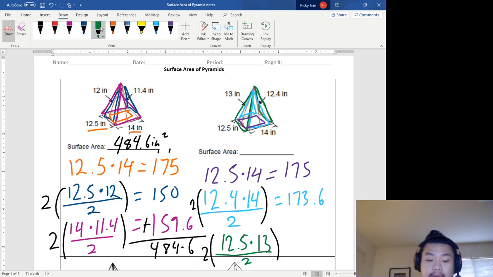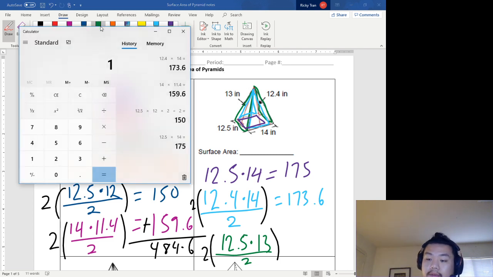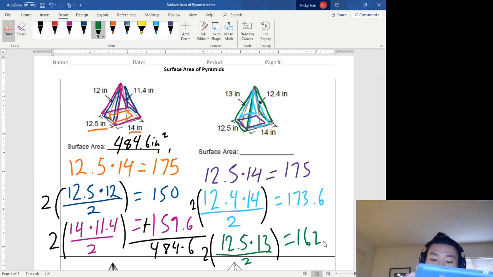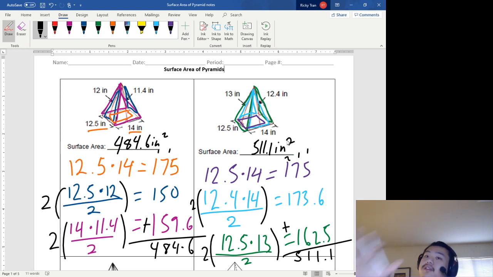Okay, and then we have 12.5 times 13, 162.5. All right, and then we add all these together. So 511.1 inches squared. Okay, very similar to what we've been doing yesterday, except now it's just a different shape, which is just pyramids.